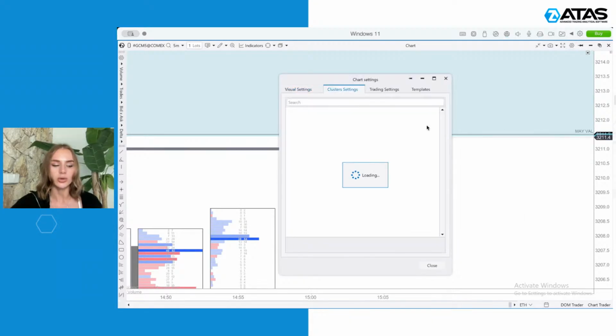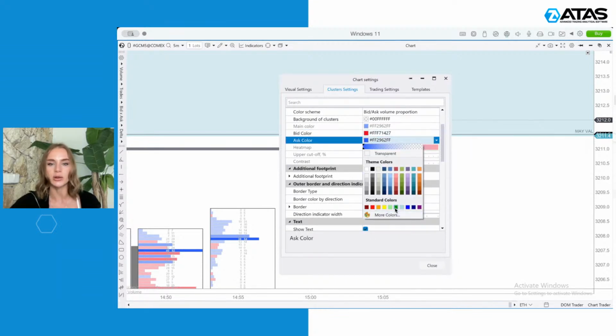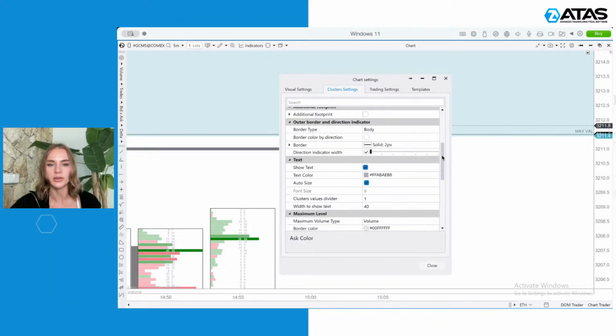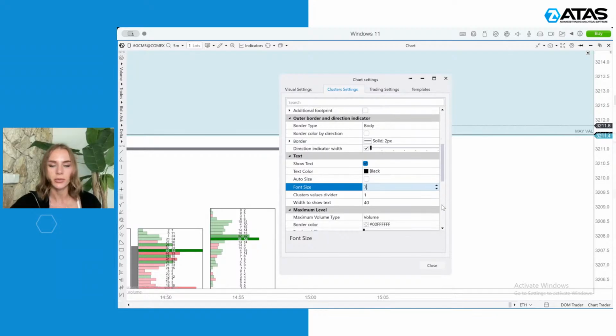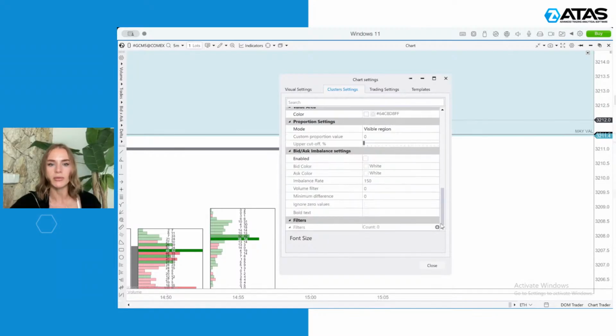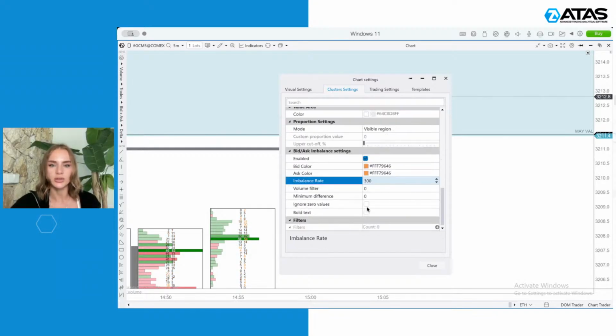And I'm going to go to my settings, I'm going to go to cluster settings. You don't need to do it because you already have the workspace created for you. Remember that you can download the workspace from our previous webinars in the description of the video. I'm going to change a couple of things here, and I'm going to enable our favorite imbalances. 1, 2. We're going to set 300 imbalance rate. I'm going to ignore zero values.